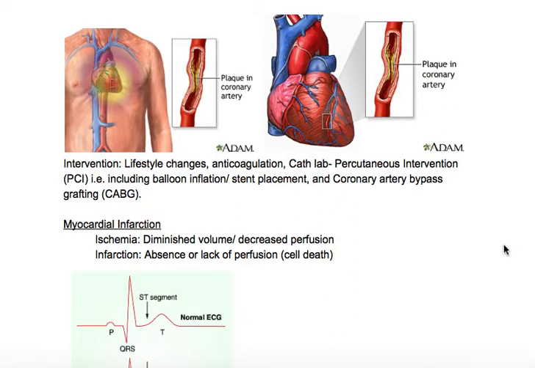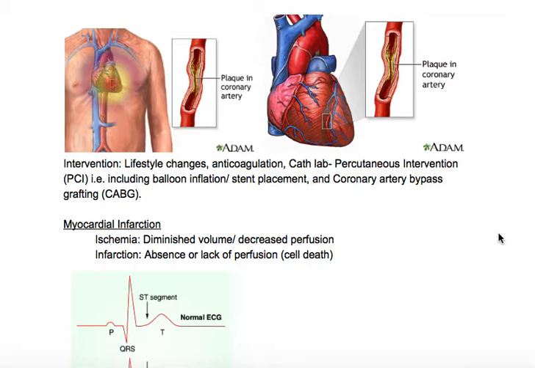Interventions with this, from least invasive to most invasive, just lifestyle changes. If these patients are obese and they have a terrible diet and exercise regimen, just changing their lifestyle can help increase their cardiac function. So healthy diet, exercise, all that good stuff. Anticoagulation, if it is clots that could be building up in these areas causing a lack of perfusion, anticoagulating the patient can help prevent future clots from forming.